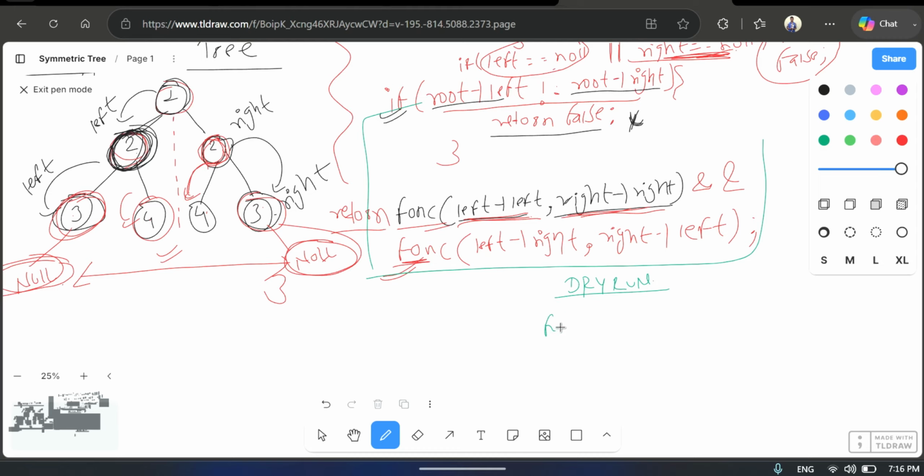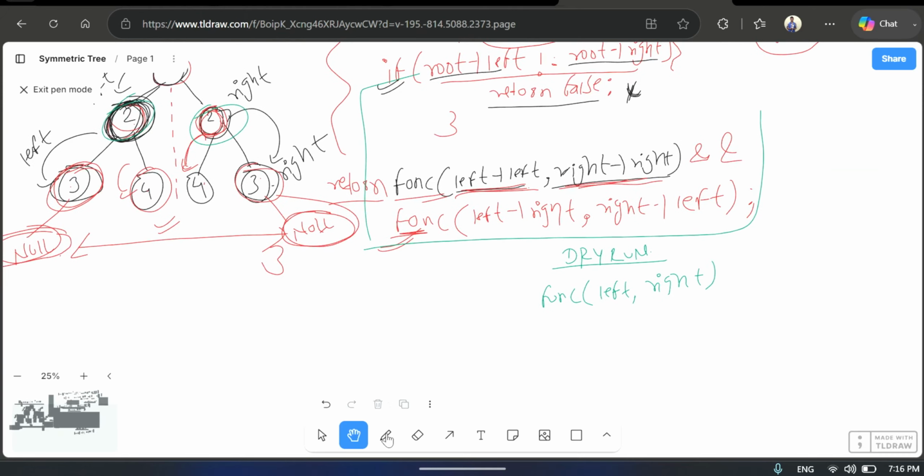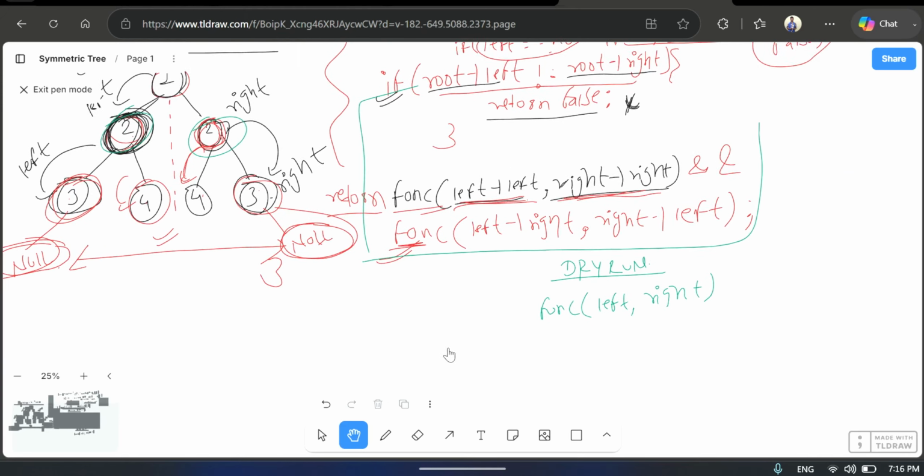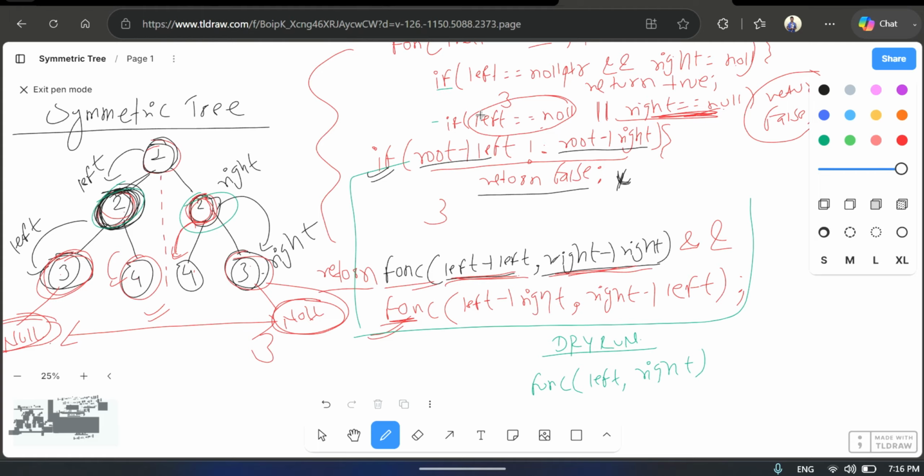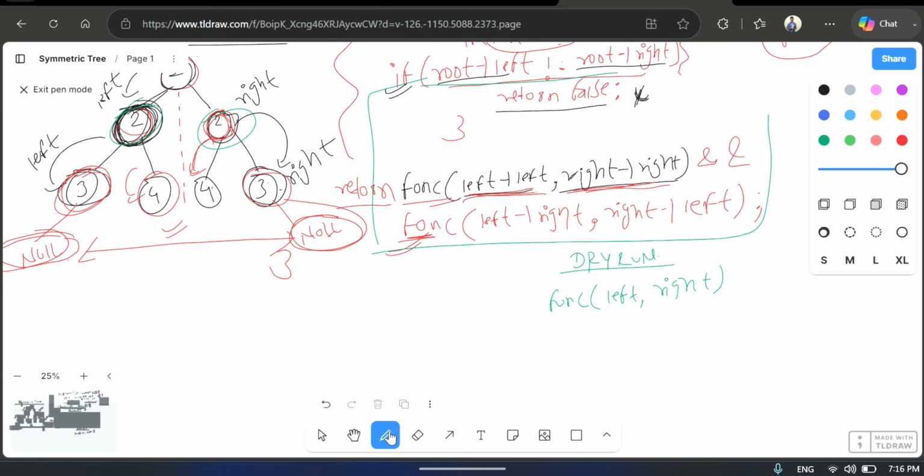So I will call my function like this. I will get my left value and then the right value from here, right, which are basically 2 and 2. Then I will check if both of those values are equal or not, right? From here, the base condition doesn't match, and this condition doesn't match, and then I will call a function. I will call two functions from here, which is this one and this one.